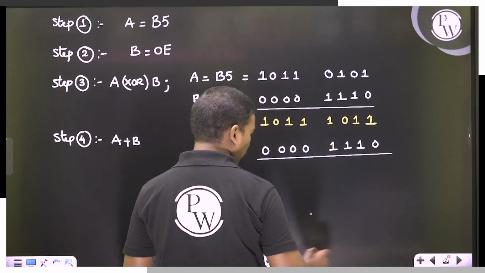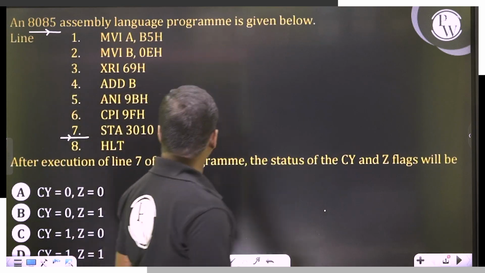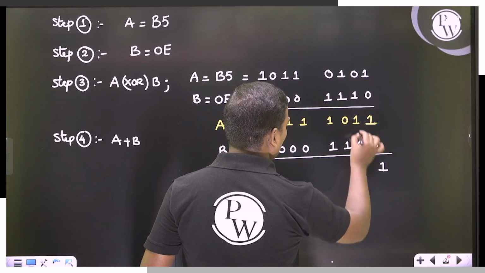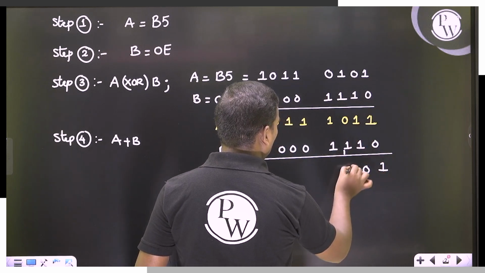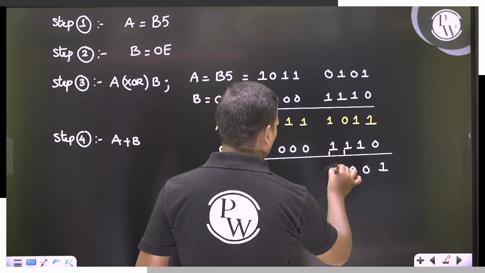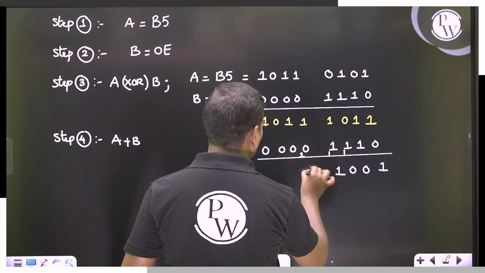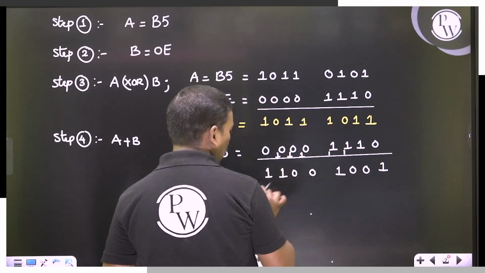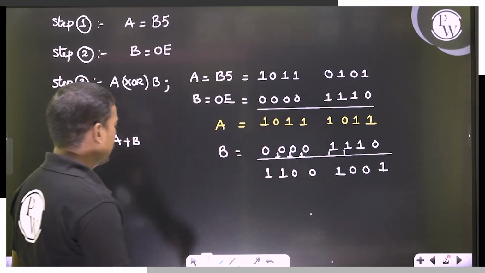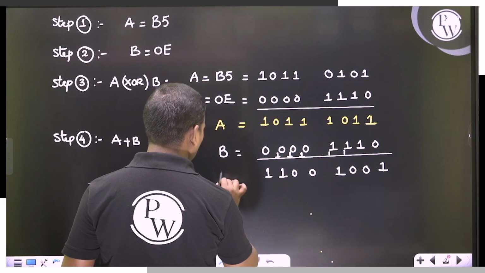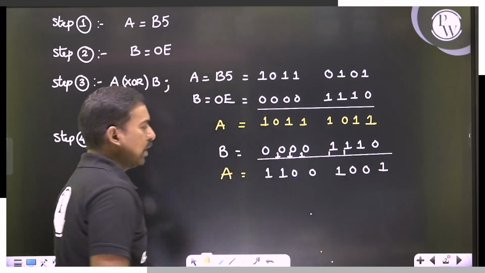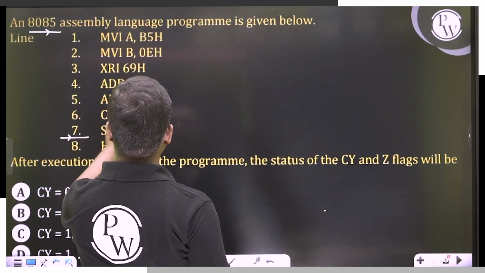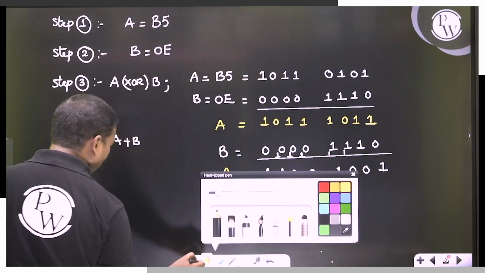Step 4 is add B. When you perform the addition, please check: 1 plus 1 is 0 with a carry of 1, which goes to the next bit, and so on. The result is 1100 1001. So this is going to be the A value. That is C9. What is step 5? If you see, step 5 is ANI with 9B. So step 5.